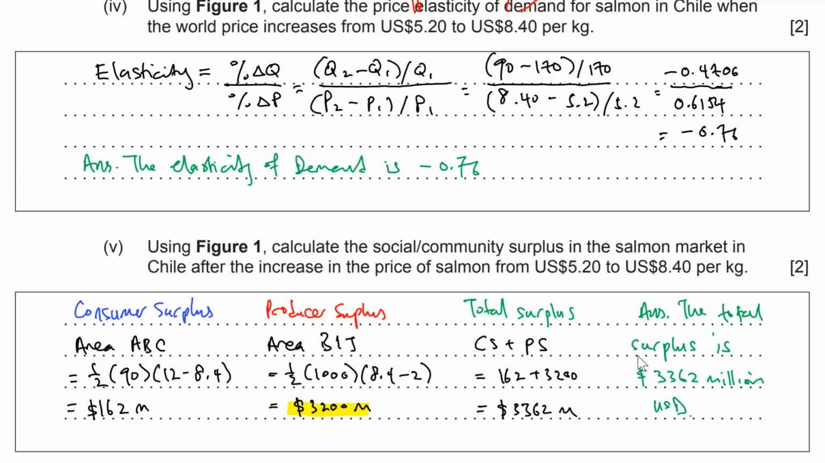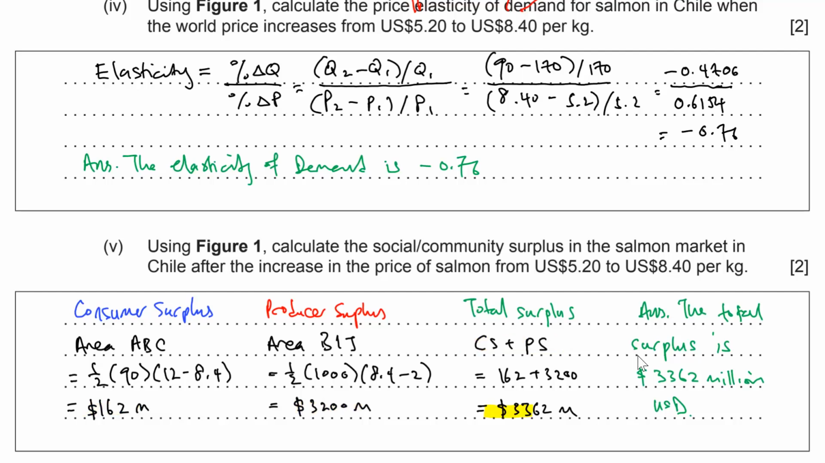So the total surplus is going to be the sum of consumer plus producer surplus, so it's CS plus PS. Consumer surplus is 162 million, and producer surplus was 3,200. So if I go 162 plus 3,200, we end up with a total surplus of $3,362 million. And so to answer the question, again, if you have space for it, it's good just to give a little one sentence. We would say the total surplus is $3,362 million as a result of that price increase from US $5.20 to US $8.40.